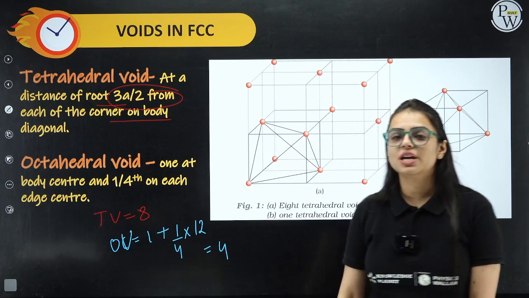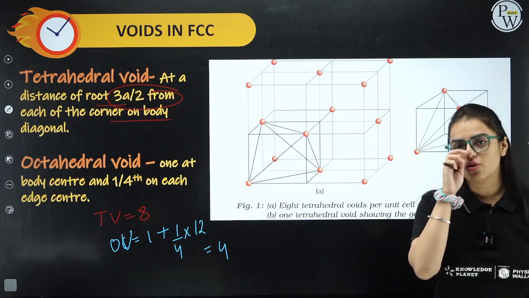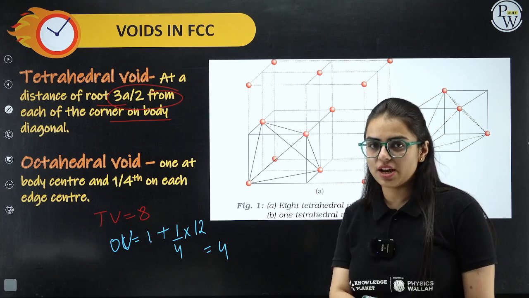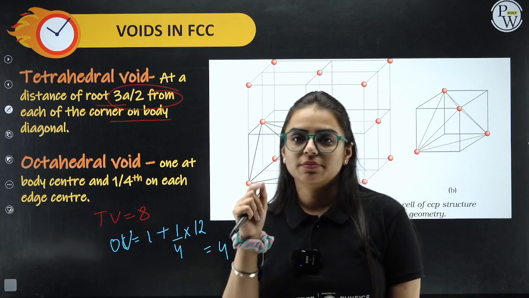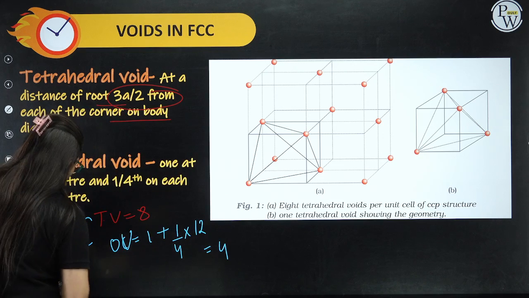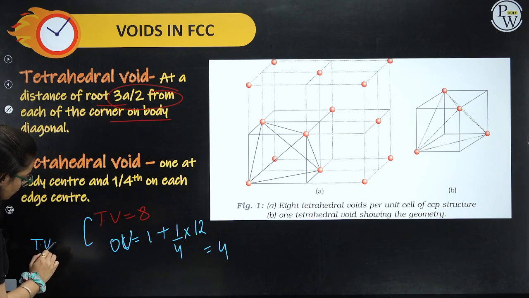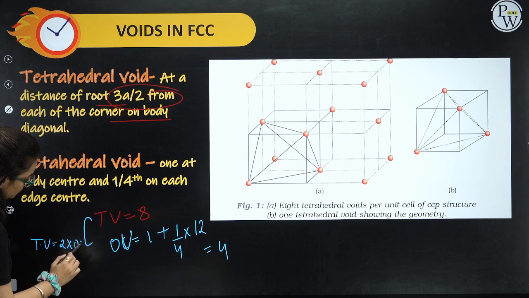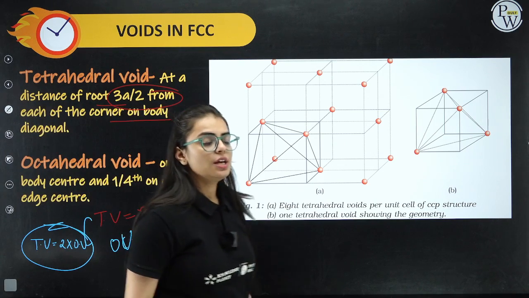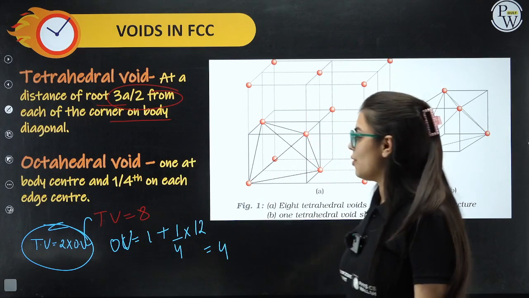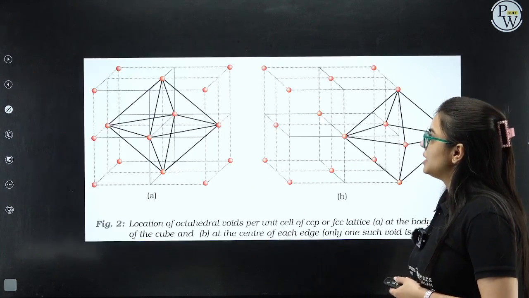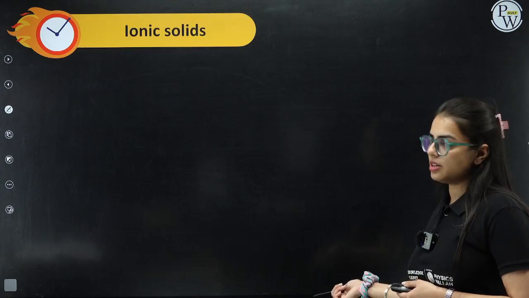Always remember, octahedral is half of tetrahedral, or in other terms, tetrahedral is twice of octahedral. Sorry for the confusion, okay? So tetrahedral is equal to twice of octahedral, and if you have to calculate octahedral, you have to divide by 2. Clear? Now students, these are the locations that have been clearly mentioned for you.